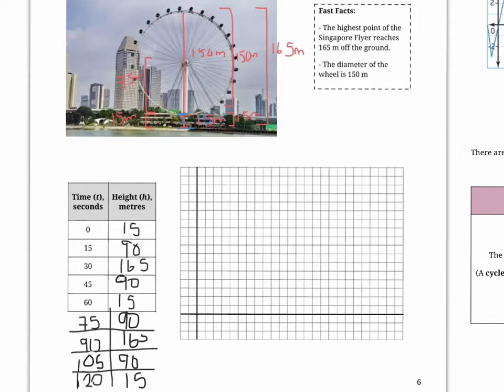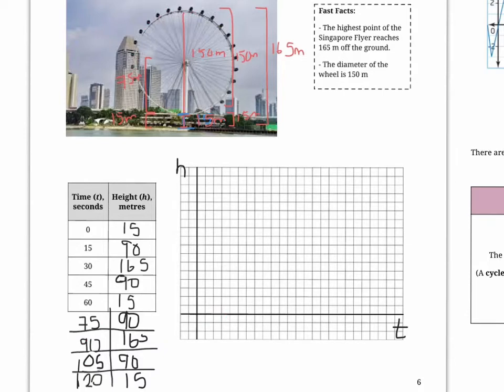So let's sketch this thing. On the x-axis, we have our time in seconds. So I'm just going to put t. And on the y-axis, we have our height. I'm going to come up with a super quick scale. We're just going up by 15 here. So I'm going to say every, let's say 2 squares is 15. I think that should be good enough.